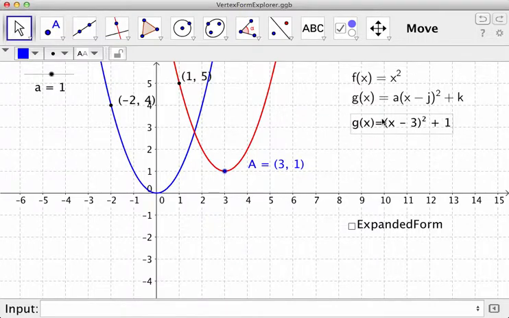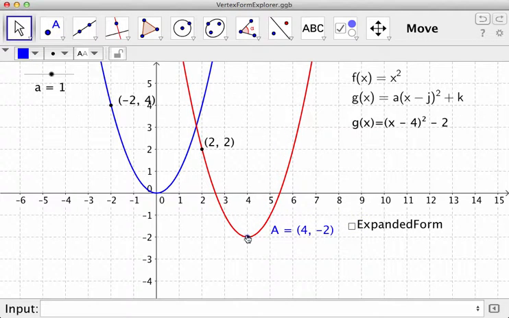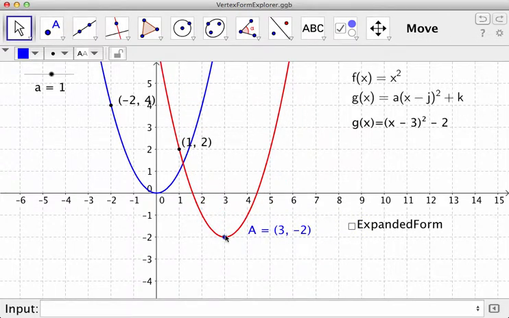This is called the vertex form, and the reason is because we can immediately tell what the vertex of this quadratic is by looking at this equation. So the vertex is going to have a value of 3, 1. We subtract the x value of the vertex from x, and we add the y value of the vertex. So for example, we drag this to 3, negative 2. Now what's true is that if we subtract 3 from the value of x, square it, and then subtract 2, we'll get the value of y.